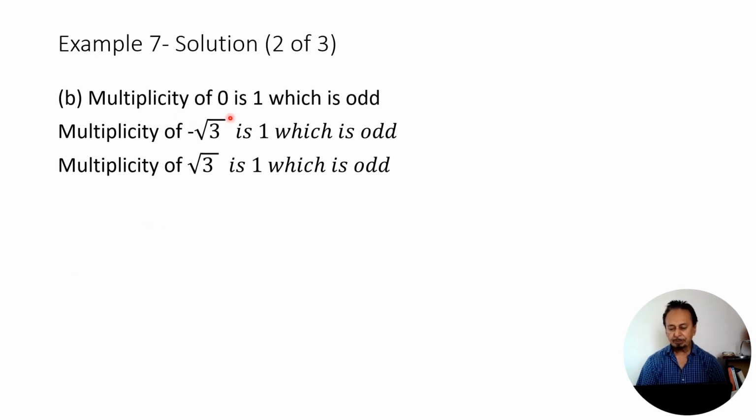Multiplicity of 0 is 1, and this is odd. Multiplicity of negative square root of 3 is also 1, which is odd. So multiplicity of square root of 3 is 1, which is odd.